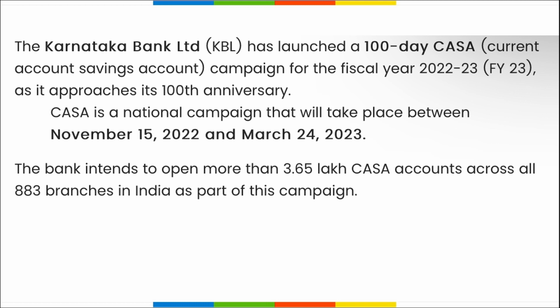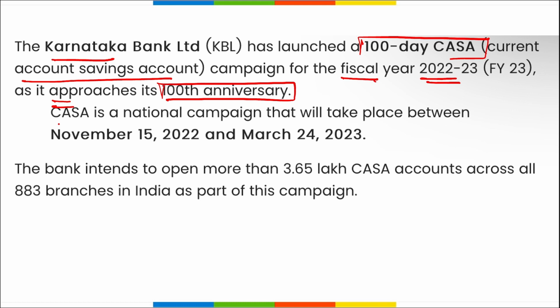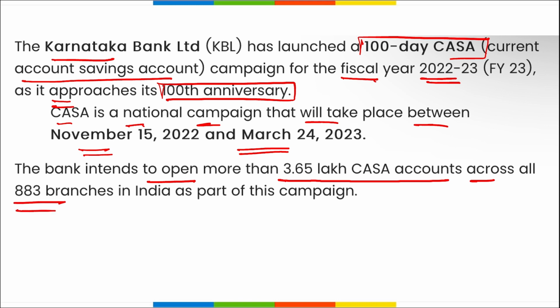All right, let's look at it here. Karnataka Bank has launched a 100-day current account saving account campaign for the fiscal year 22-23 as it approaches its 100th anniversary. CASA is a national campaign that will take place between 15th of November to 24th of March, and the bank intends to open more than 3.65 lakh CASA accounts across all the 883 branches in India as a part of this campaign.